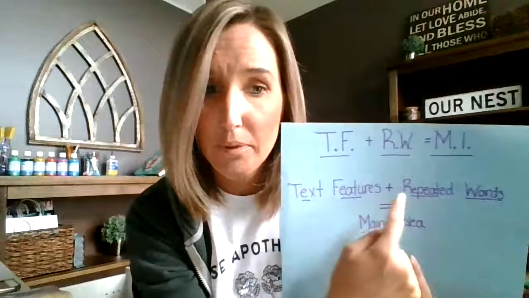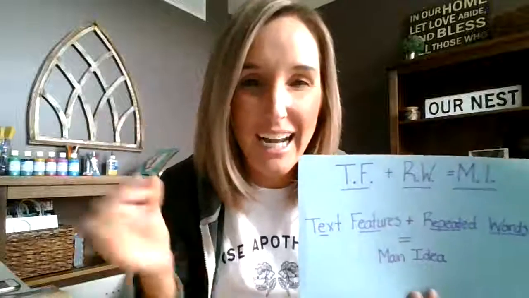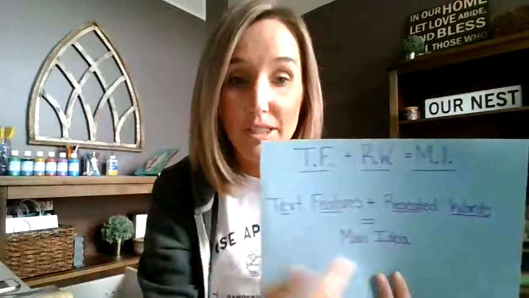Okay. This right here stands for text features plus repeated words equals your main idea. And really, if you guys can do this as a reader, if you can look at all the text features and then you can find repeated words that the author used, a lot of times it'll help your brain kind of connect all the dots and put together a main idea. This is what the author wanted me to learn.